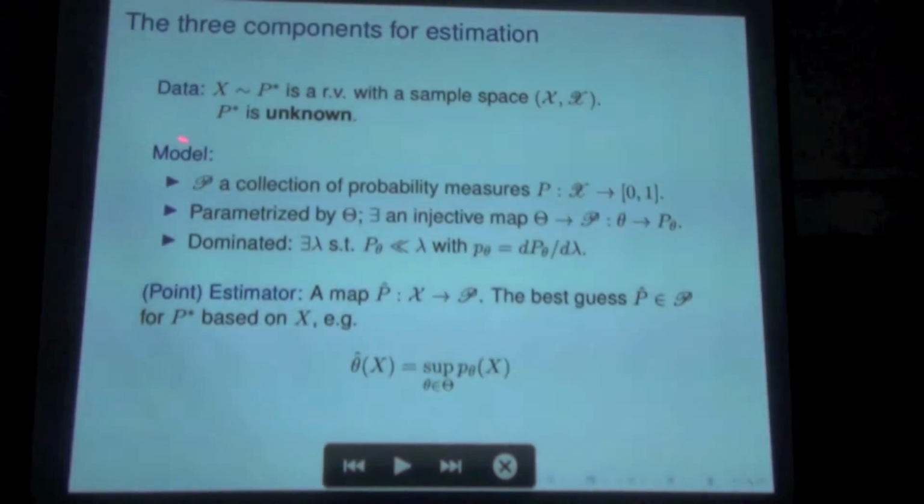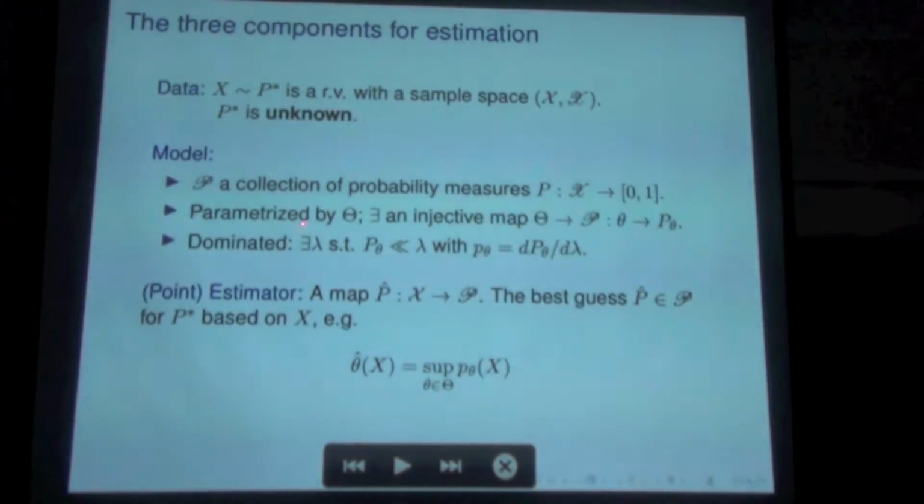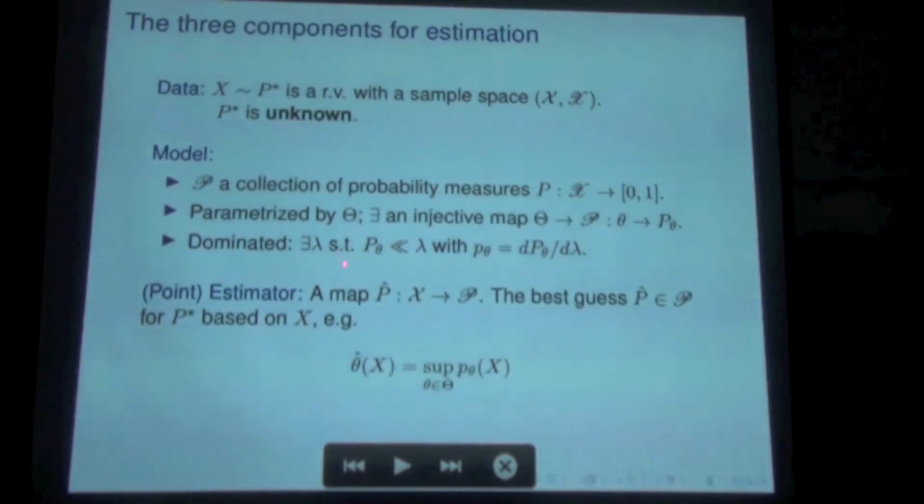The second component is a model. And what is a model? It's a collection P of probability measures, so, let's say, a set of many different probability measures. For example, it can be parametric, such as a family of Gaussians, and this family is going to be parameterized by theta. So theta is the parameter of this family.